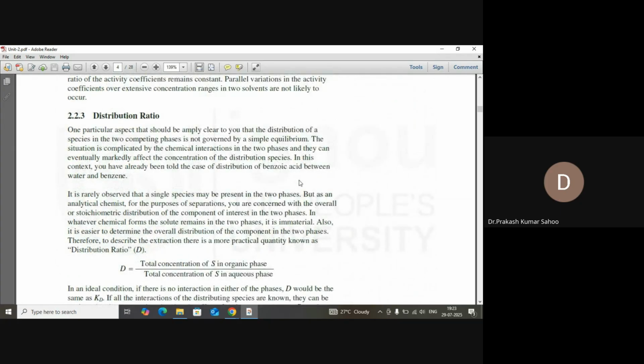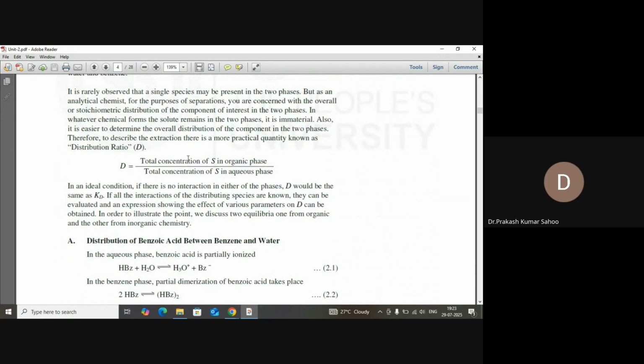Then the distribution ratio is equal to the total concentration of solute in the organic phase divided by the total concentration of solute in the aqueous phase. We have two phases, aqueous and organic. So when the solute is added, what concentration of solute is present in the organic and what concentration is present in the aqueous. The ratio between these two is known as the distribution ratio.